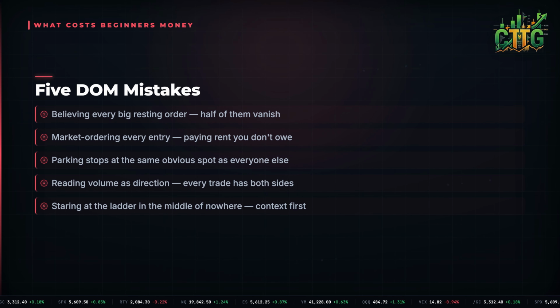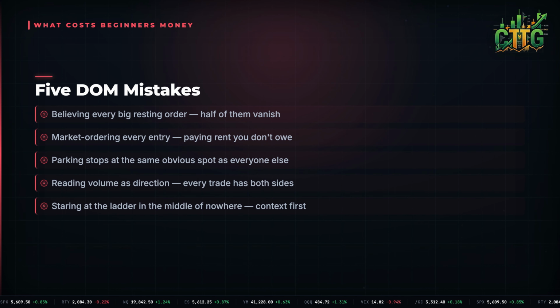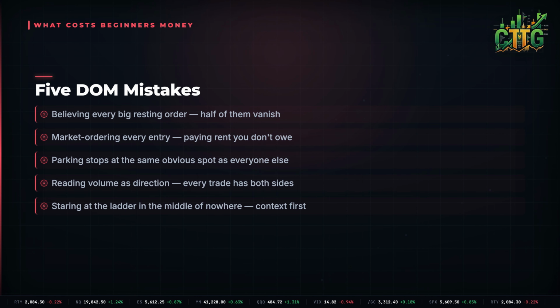And staring at the DOM in the middle of nowhere. The ladder matters most at the levels that matter. Value edges, prior highs and lows, big round numbers. Context first, ladder second.